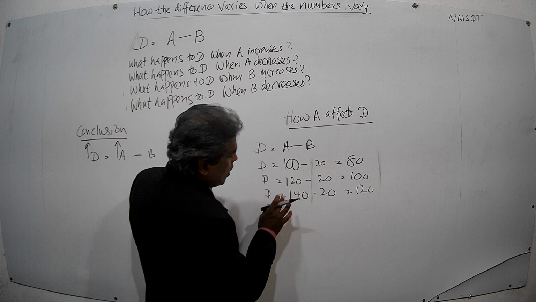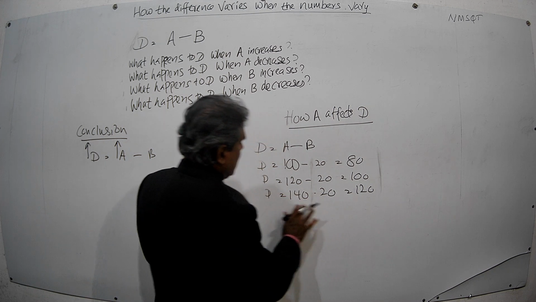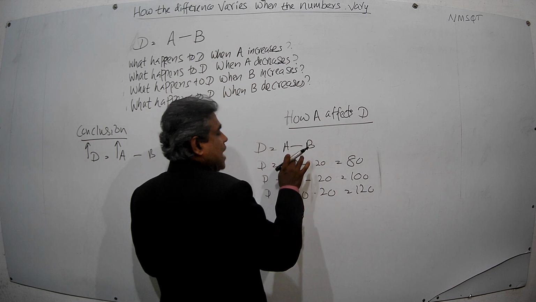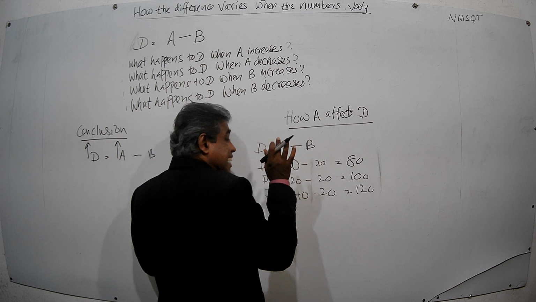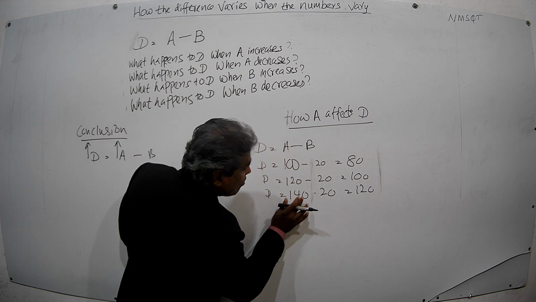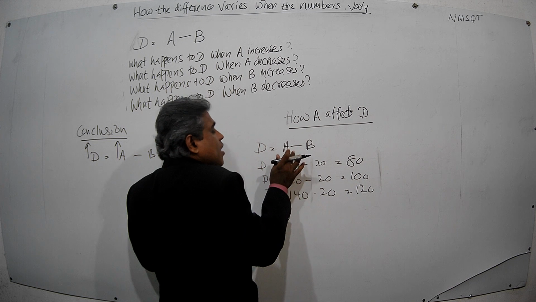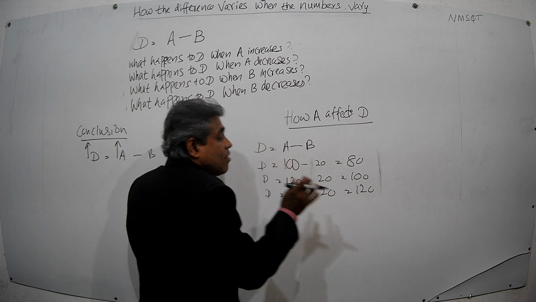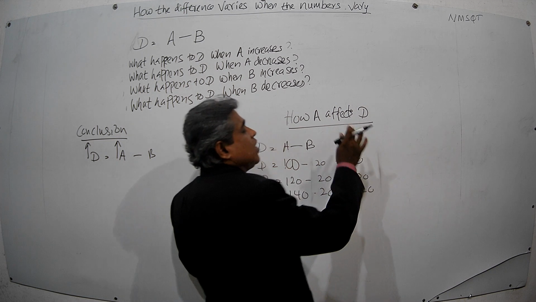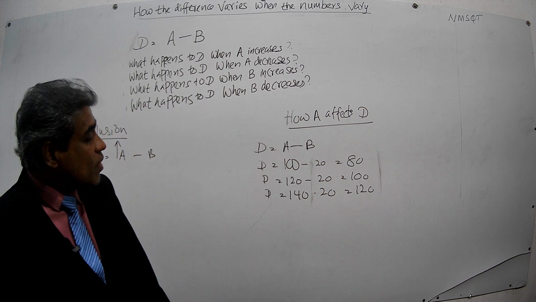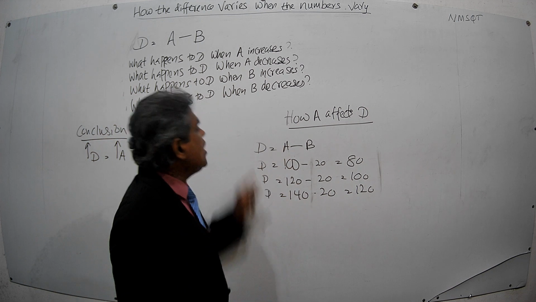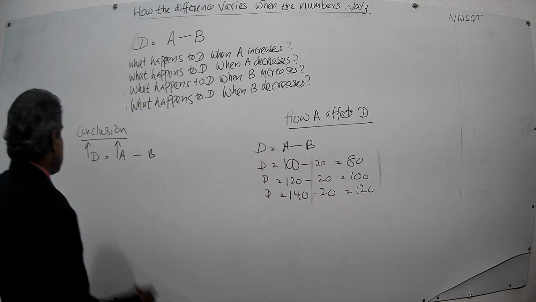Now at the bottommost, the A value is 140. The topmost A value is 100. Then we are decreasing the A value from 140 to 100. Then what has happened to this D value? It has also decreased from 120 to 80. So therefore it's very clear that when A decreases, D also decreases.